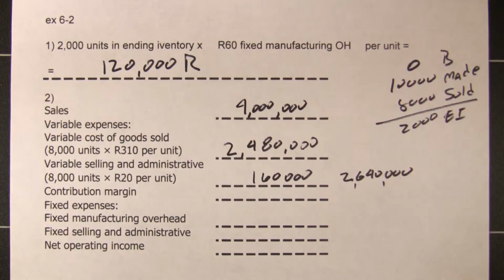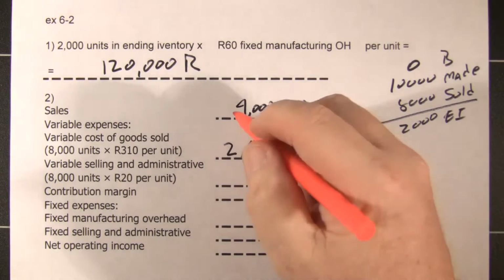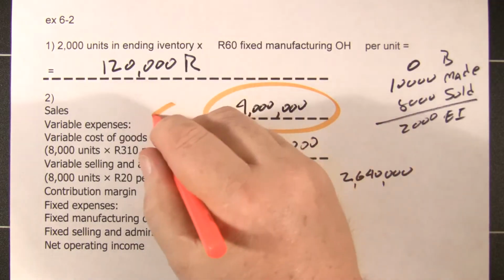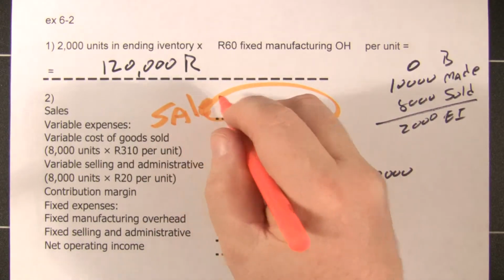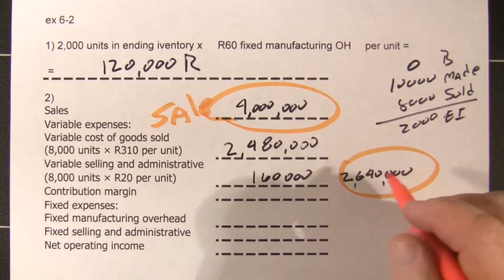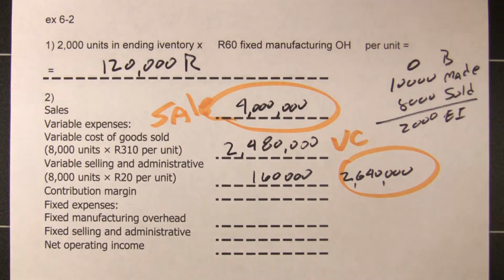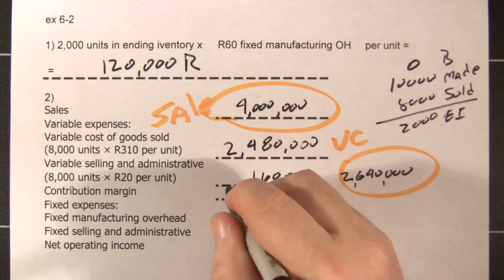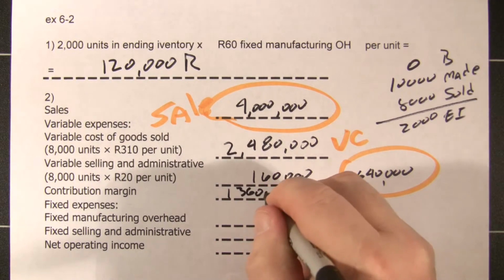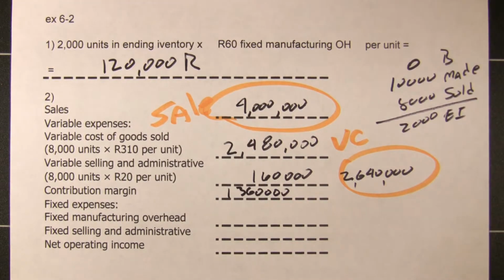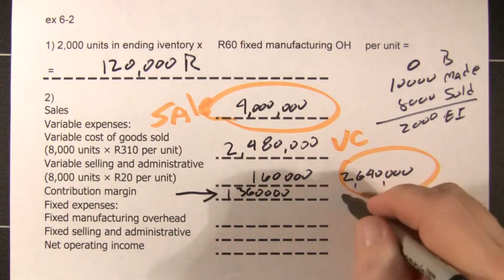So let's take a look. We need our sales. We need our variable costs. And those two, one subtracted from the other, gives us our contribution margin of 1,360,000 rupee. That's our contribution margin.